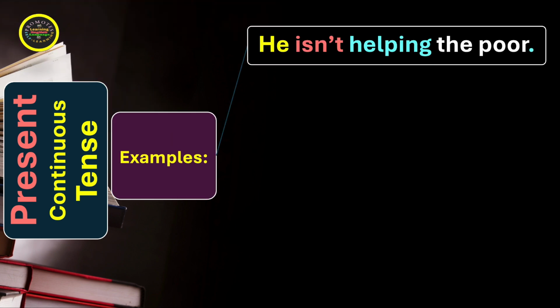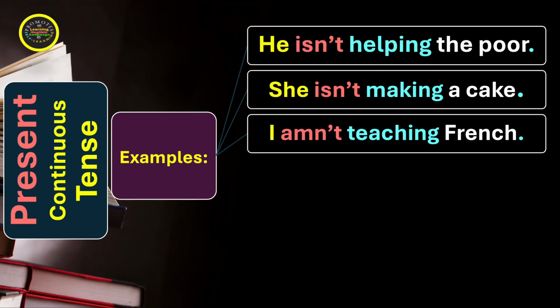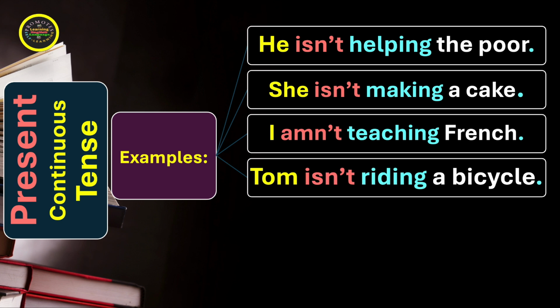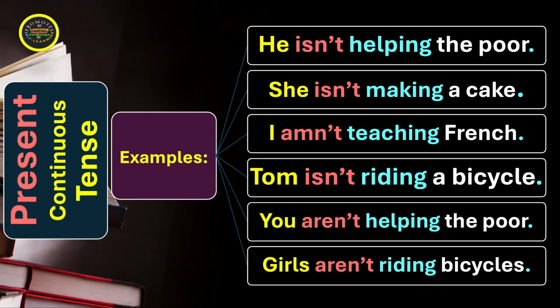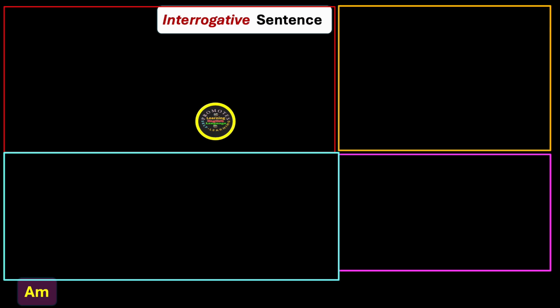Let's see the examples in the negative form. He isn't helping the poor. She isn't making a cake. I'm not teaching French. Tom isn't riding a bicycle. You aren't helping the poor. Girls aren't riding bicycles.